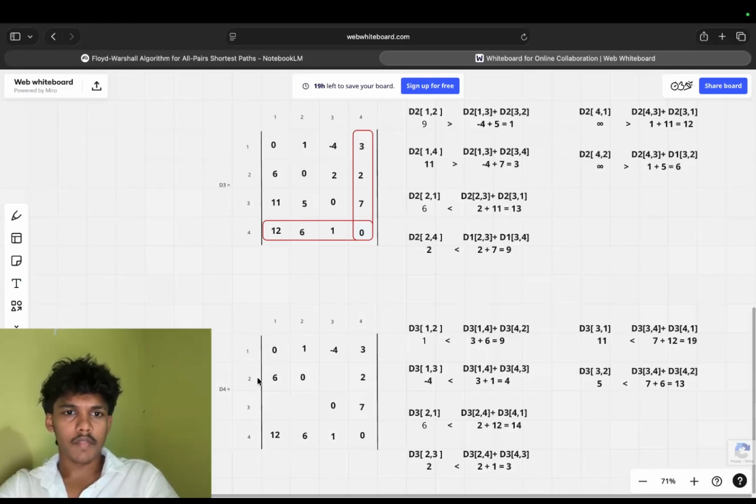Okay, then we have to find 2 to 3. 2 to 3 we have 2 here. Our middle element path is 2 to 4, then 4 to 3. 2 to 4 is 2, 4 to 3 is 1, the answer is 3, but 2 is less than 3, so we will add 2.